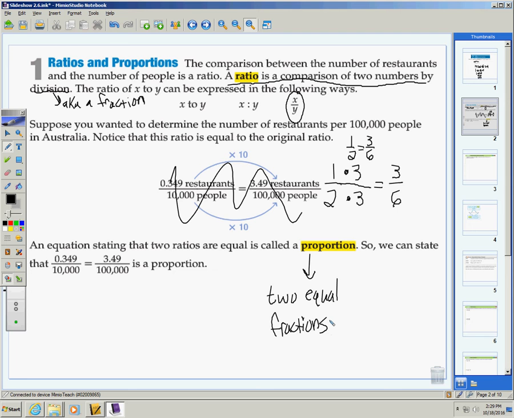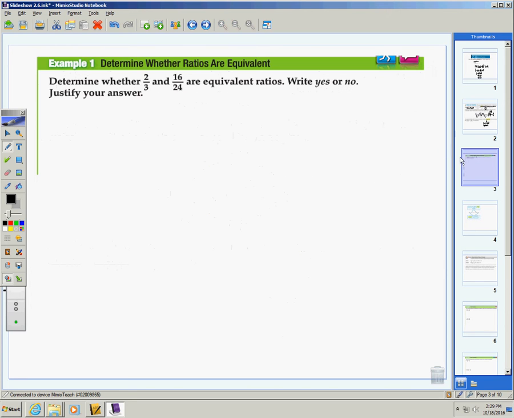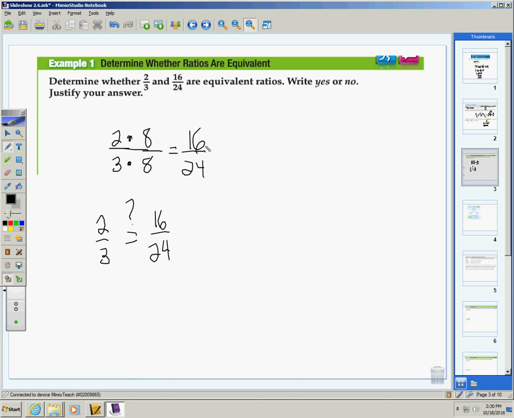So what we can do is we can see if these are equivalent ratios. I want to know, is 2/3 equal to 16/24? I want to know, are these equal? The way I can compare them is see if I can get a common denominator. So to do that, I do 3 times something to try to get to 24. 3 times 8 gives me 24. Whatever I multiply the denominator by, I have to multiply the numerator by. I get 16 over 24. That's what 2/3 is. And notice 16 over 24 does equal 16/24. So yes, these are equivalent ratios.